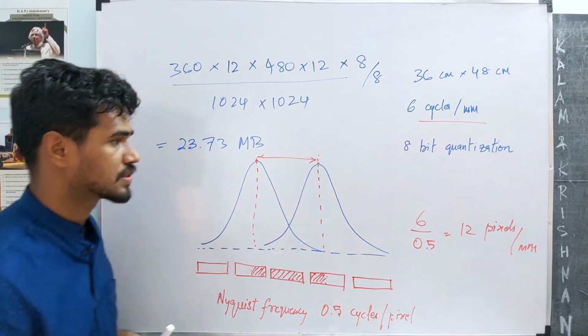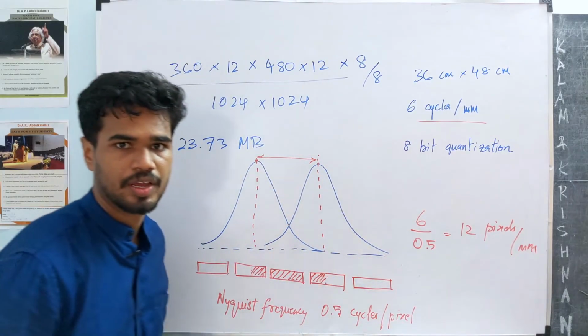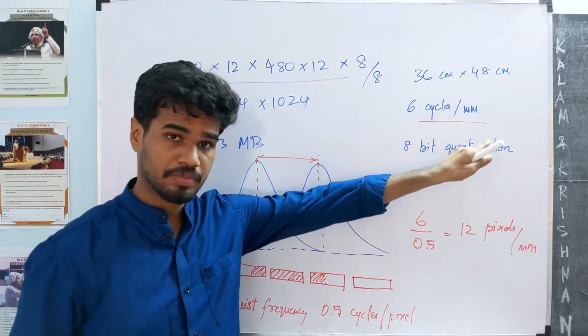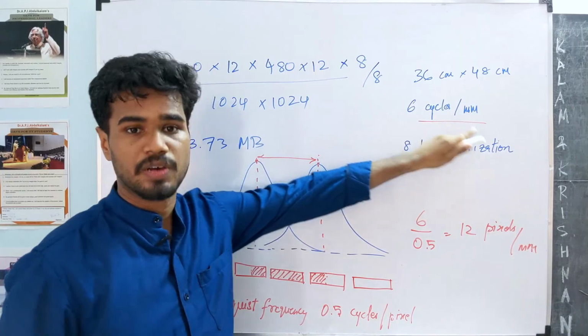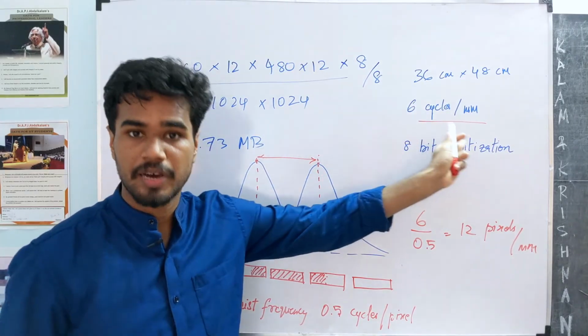A very, very simple question. All we need to know is how to convert this resolution into the number of pixels per mm. Again, instead of 6 cycles per mm, they could give 6 lines per mm, or 12 lines per mm, or 6 line pairs per mm.